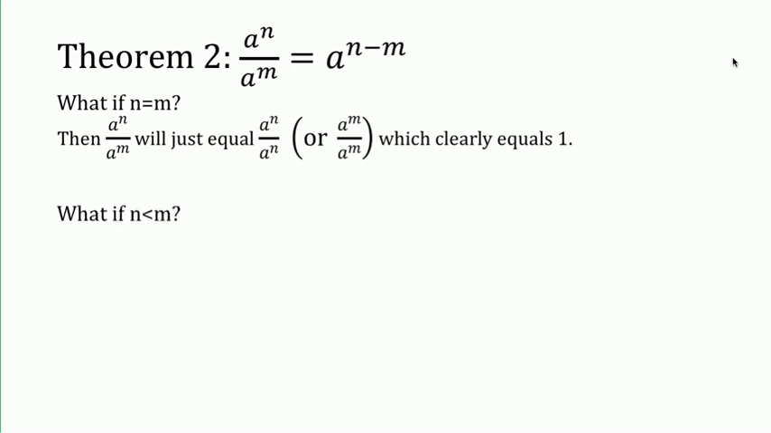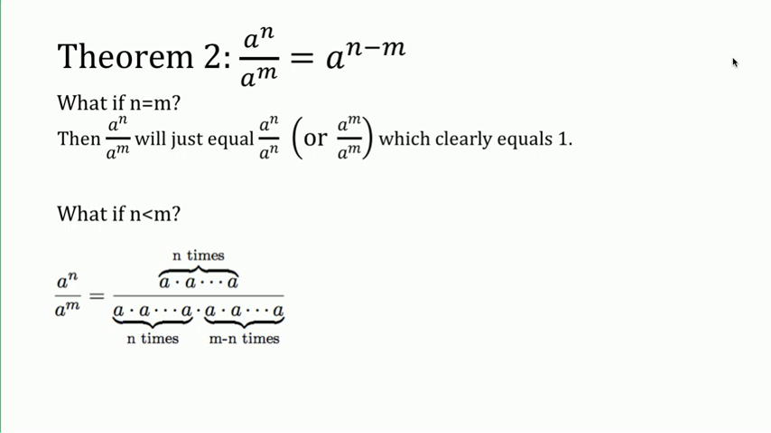The last case is when n is less than m. We do the same as before, except this time we'll split up the denominator. Now if we divide the numerator by the n amount of a's in the denominator, the fraction reduces to 1 over a times itself, m minus n times, which equals 1 over a to the m minus n by definition.